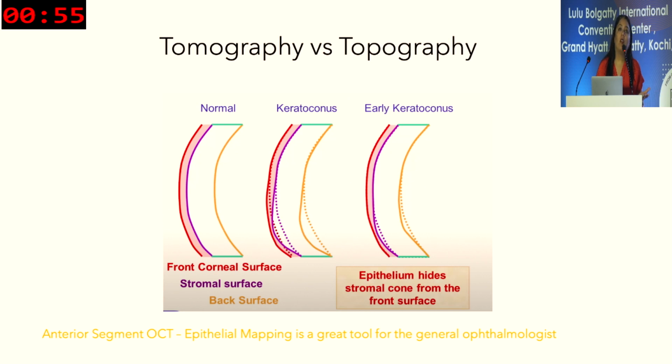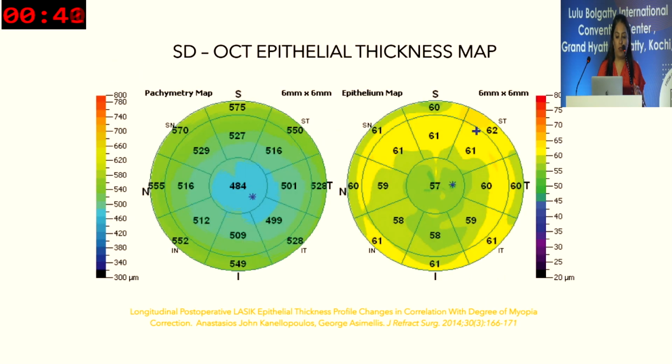So a lot of general practitioners just have a topography, and if they use the OCT to simply look at the epithelium, they can unmask the topography which has been masked by the epithelium. I'll be showing you some examples of this. Now, like Dr. Rohit pointed out, most of the OCTs now have integrated the epithelial thickness map, and simply by subtracting the epithelial thickness from the total thickness of the cornea, you get the stromal profile. So you are able to get the stromal irregularity unmasked.